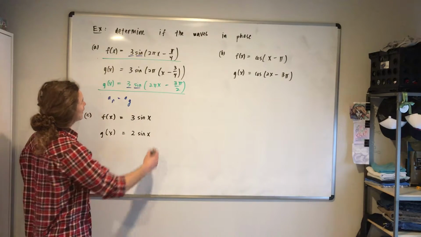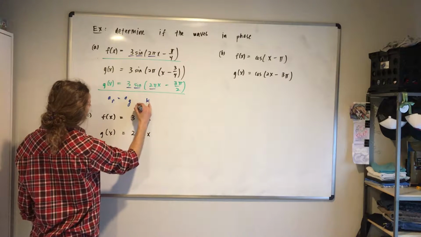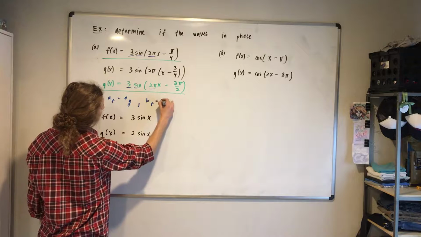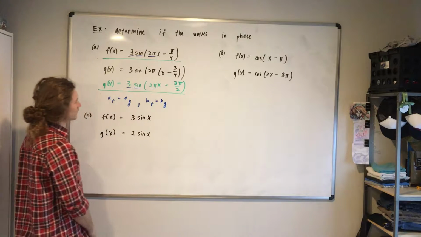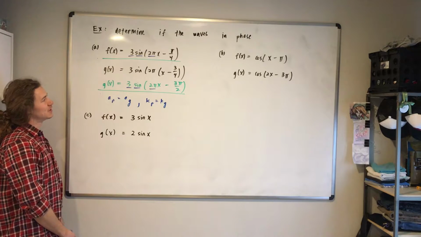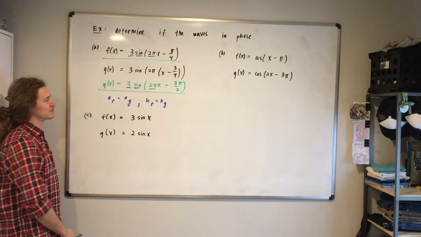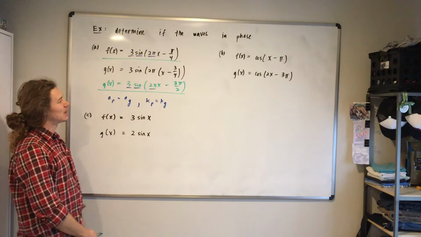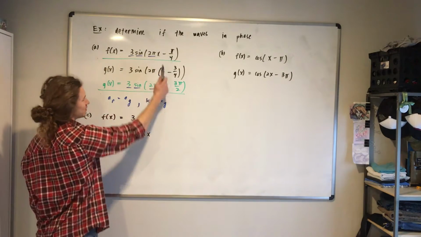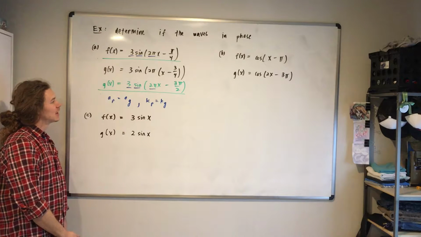Consider our k values here. We have a k equals 2 pi and a k equals 2 pi. We can see that k sub f equals k sub g. Awesome. And then finally we need to determine if these phase shifts, here a phase of negative pi fourths, here a phase of negative 3 pi halves, a phase of positive pi fourths or a phase of positive 3 pi halves, the way we define phase.